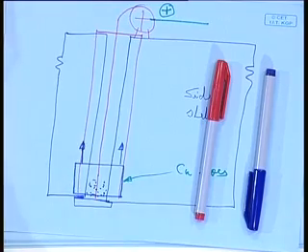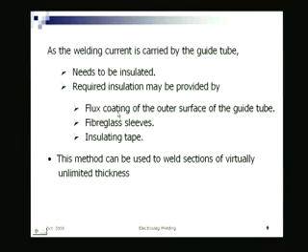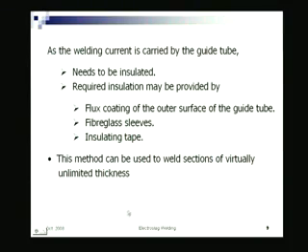So, that is why one of the best ways would be a kind of flux coating, if it can be provided. Flux coating means like you have in case of manual electrodes, you have a flux coating there, right. So, some such thing that will add to the slag bath, right. In any case, the idea is the required insulation has to be provided. This method can be used to weld sections of virtually unlimited thickness. Any thickness can be welded.